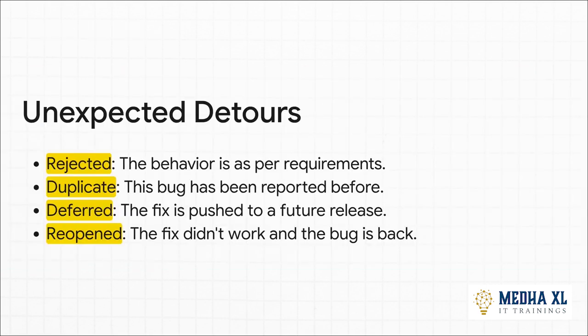But let's be real, the path is rarely that simple. A bug's journey can take all sorts of weird detours. It might get rejected because, whoops, that bug was actually how the feature was supposed to work. It could be a duplicate of a bug someone else already found. Or it might get deferred, pushed to a future update if it's not a huge deal right now. And then there's the most frustrating one of all, reopened. That's when the so-called fix fails and the bug comes roaring right back.